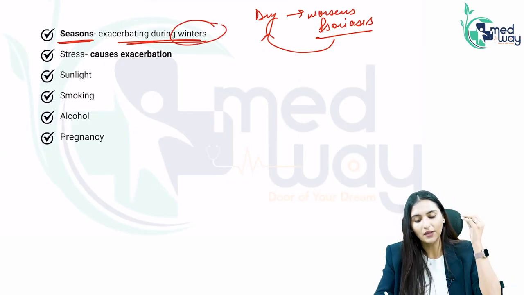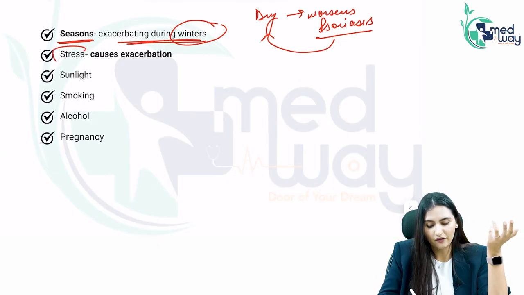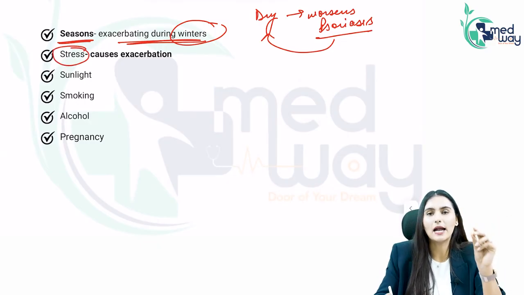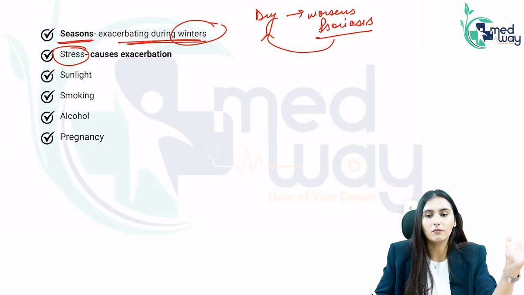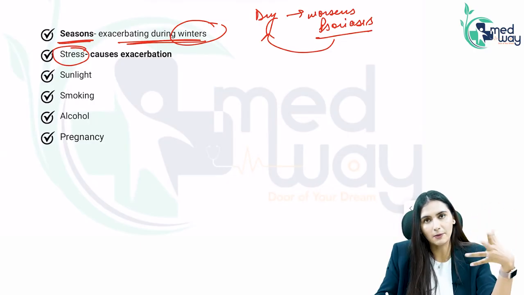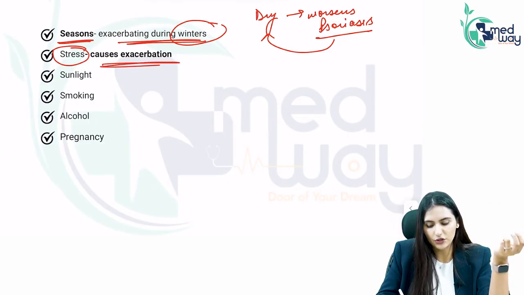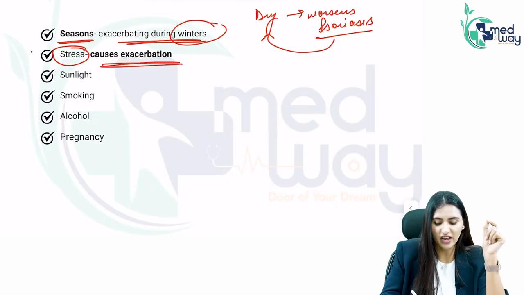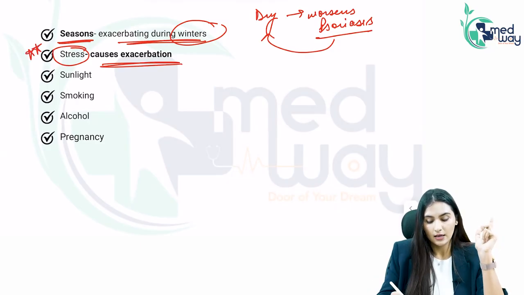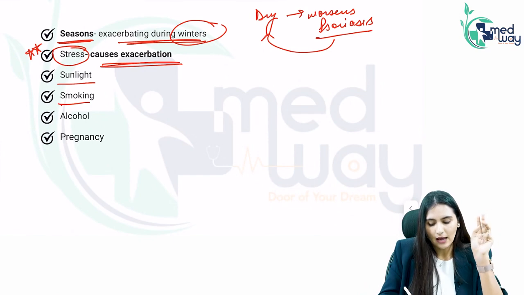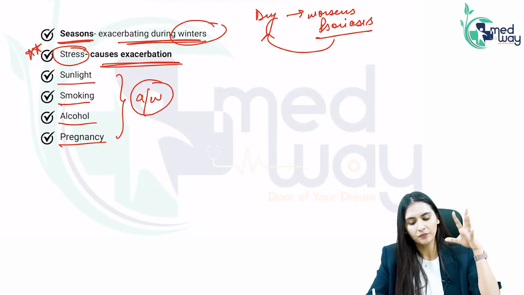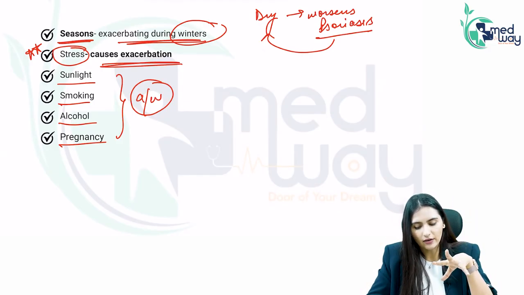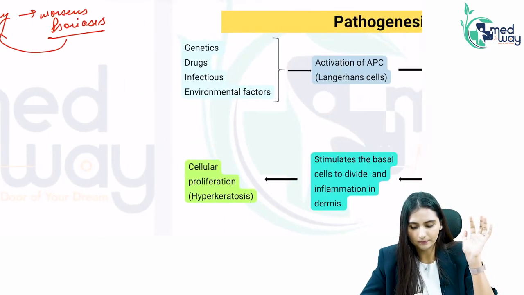Now there's something called stress, which all of us have. But usually in psoriatic patients, after a stressful period in their life, the lesions will suddenly multiply in number, and new lesions will keep coming up. It causes exacerbations. Stress is very, very important for a psoriatic patient. Sunlight, smoking, alcohol and pregnancy can also be associated with worsening of psoriasis. So just remember, there are certain factors that can worsen psoriasis.